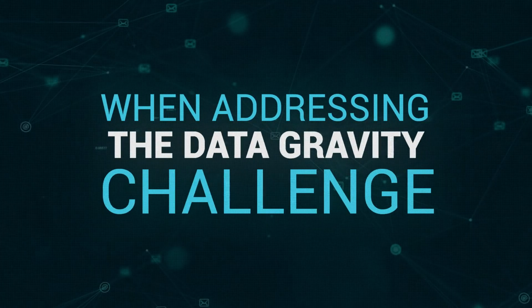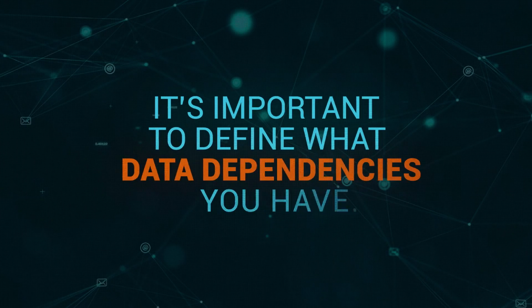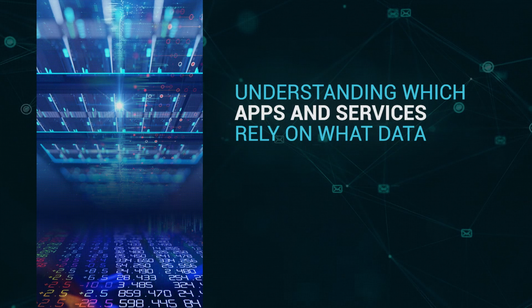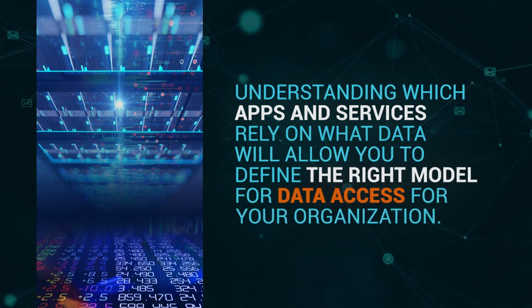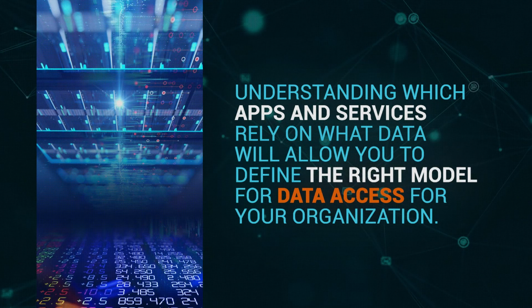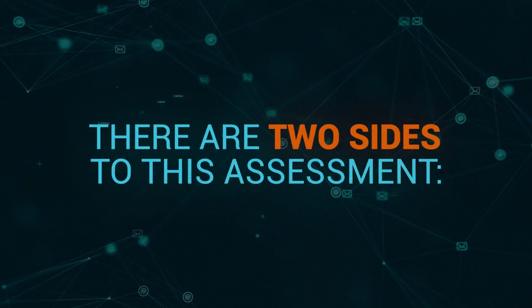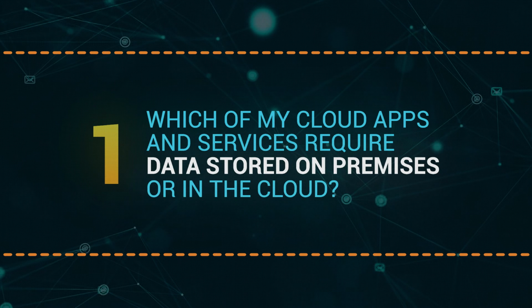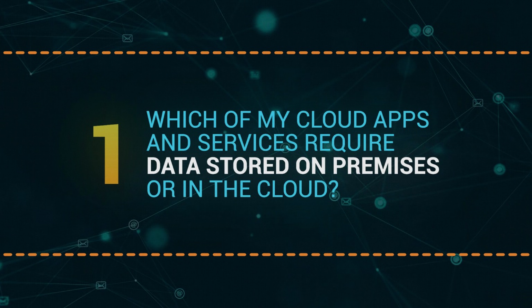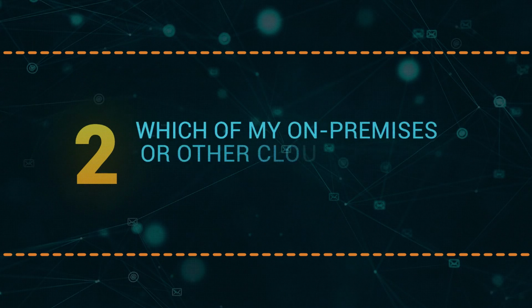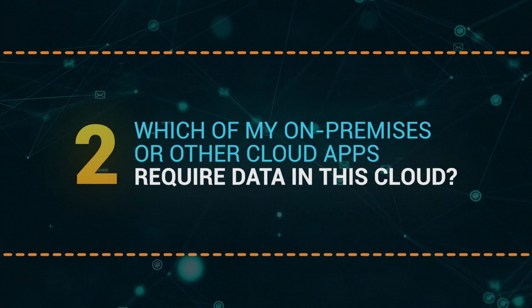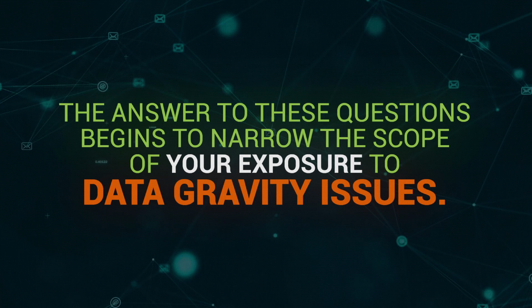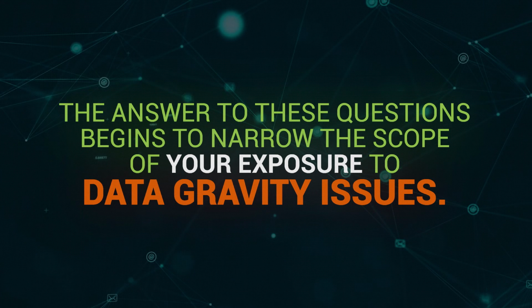When addressing the data gravity challenge, it's important to define what data dependencies you have. Understanding which apps and services rely on what data will allow you to define the right model of data access for your organization. There are two sides to this assessment. One, which of my cloud apps and services require data stored on-premise or in the cloud? Two, which of my on-premise or other cloud apps require data in this cloud? The answers to these questions begin to narrow the scope of your exposure to data gravity issues.